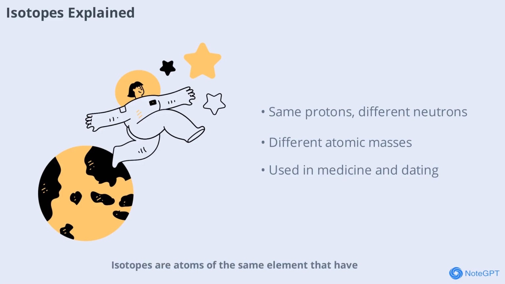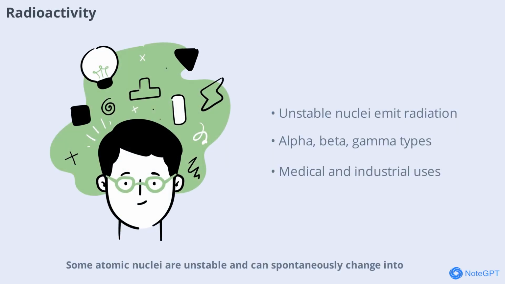Isotopes are atoms of the same element that have the same number of protons but different numbers of neutrons. This means they have different atomic masses but behave similarly in chemical reactions. Some isotopes are stable while others are radioactive and can decay over time, releasing energy. Isotopes have many uses, from medical imaging to dating ancient artifacts, making them an important concept in both science and everyday life.